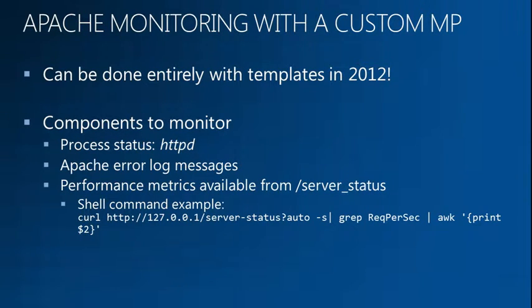Apache's pretty simple. There aren't that many surfaces to monitor in it to get the basic health state. What I'm going to propose for a custom MP that we'll explore in a demo is that we can do this all through templates in the console to get a basic health assessment of our Apache server. We'll monitor the process status, set up a log file rule, and then there's a performance API through Apache that's exposed as a web page if you load the server status module, and we'll use some shell commands to get some performance metrics out of that. Pretty straightforward, pretty lightweight, gives us a basic sense of health for an Apache server.